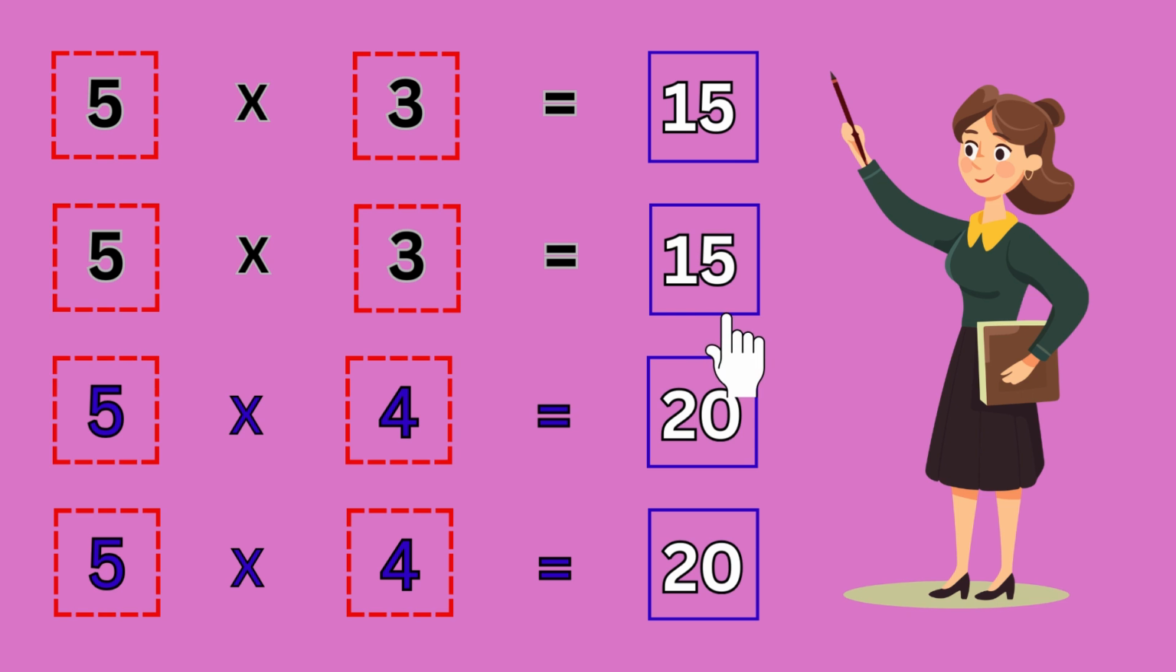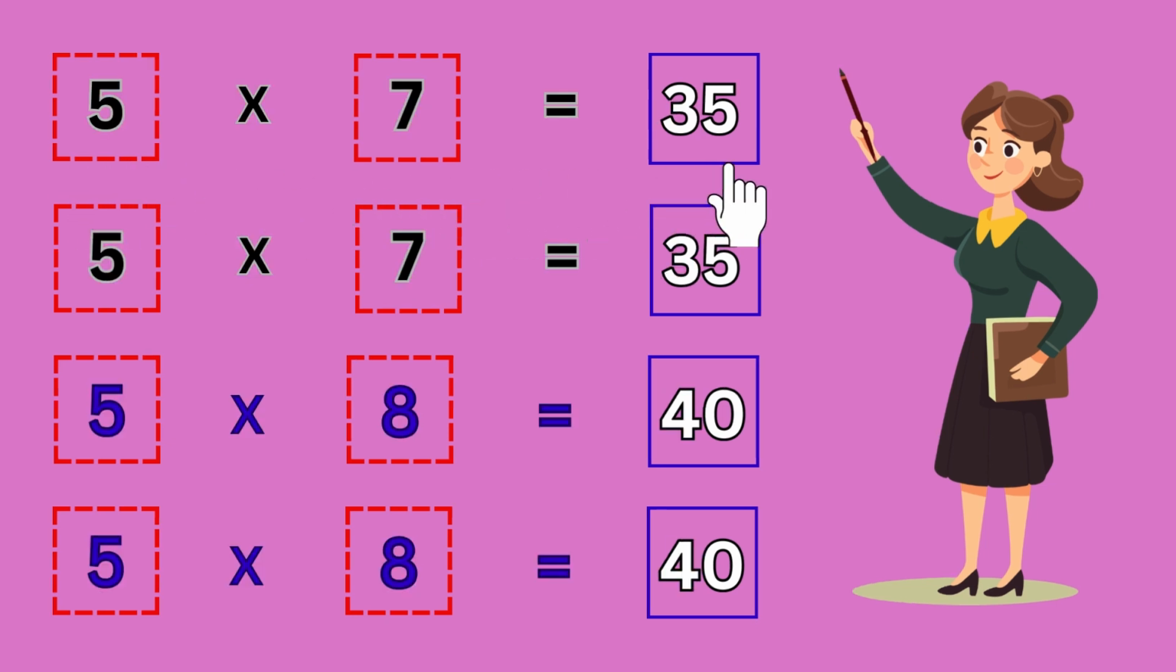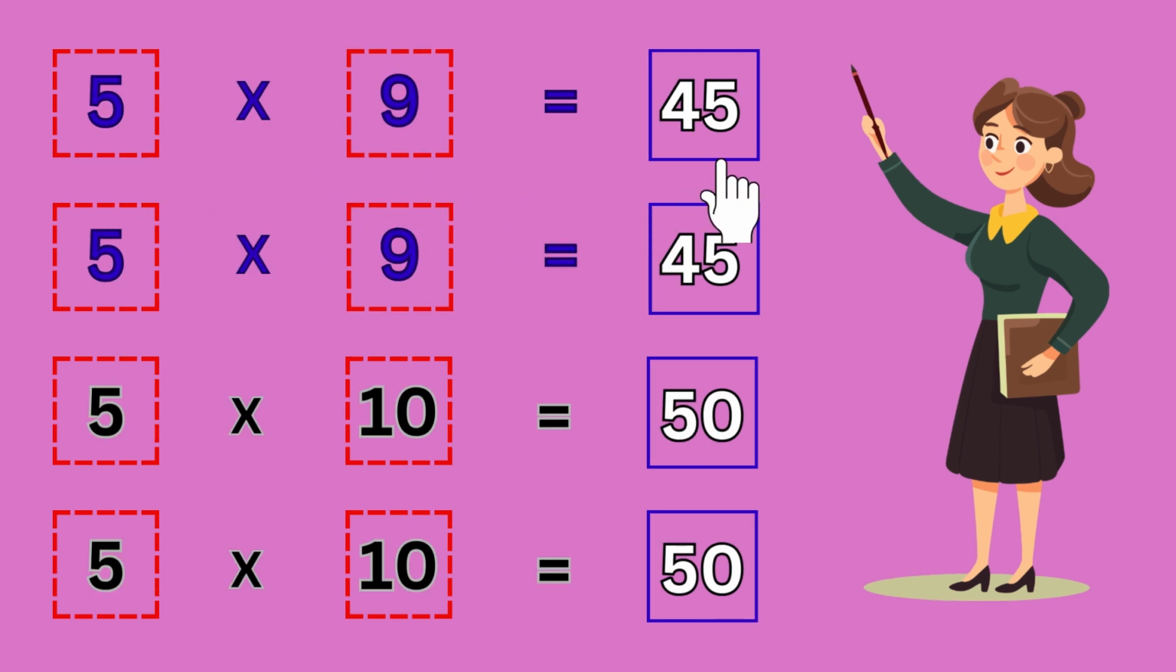5 fours are 20, 5 fives are 25, 5 sixes are 30, 5 sevens are 35, 5 eights are 40, 5 nines are 45, 5 tens are 50.